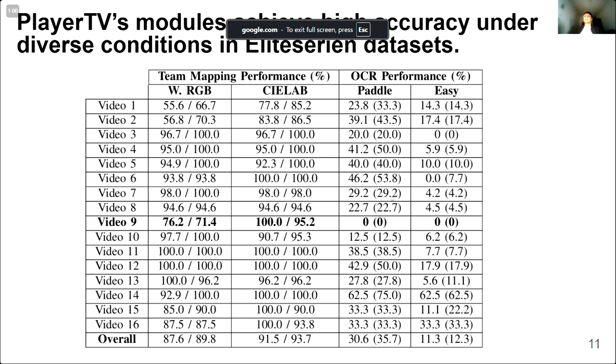So this is the evaluation output of PlayerTV. To evaluate PlayerTV, we tested it on datasets from the Norwegian Eliteserien League under diverse conditions. This table presents our results, including metrics like team mapping accuracy and OCR performance. We also encountered challenging lighting scenarios, as I mentioned before, and it's shown in the figure. For example, this highlighted row here. In this video, the lighting condition was very bad. It was very difficult for even a human to identify the jersey number. So the OCR model failed here, and the score is very low. It's 0.